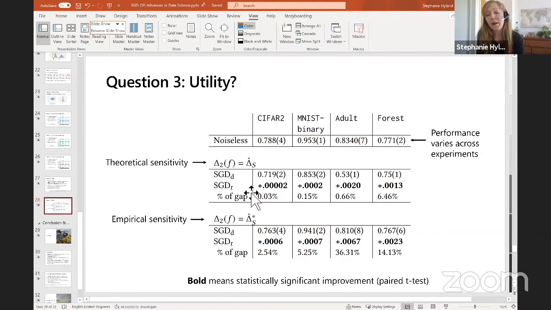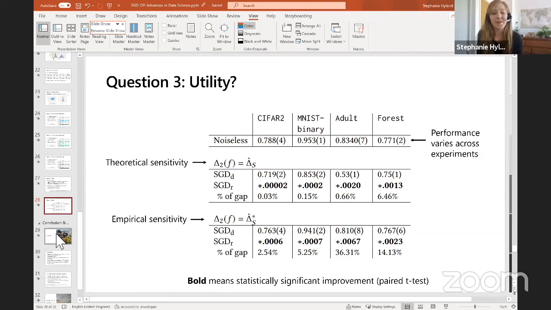And if we account for the randomness, we get a very small but statistically significant improvement, which increases in size roughly with these different data sets. We do see there's obviously variability across these data sets. And what we also see is that when you use the empirical sensitivity, you get a much bigger improvement because that bound is a lot tighter.